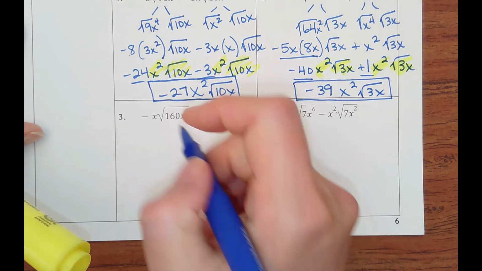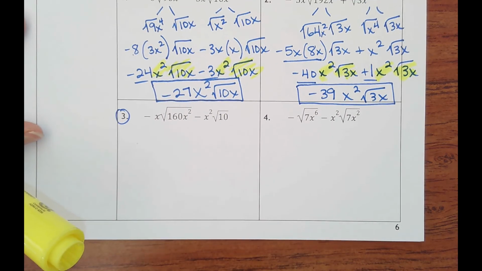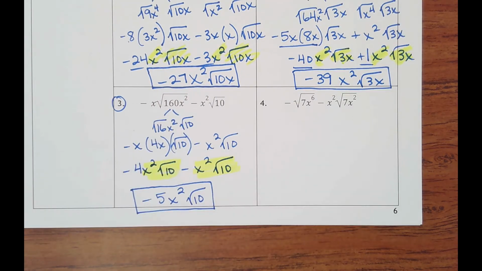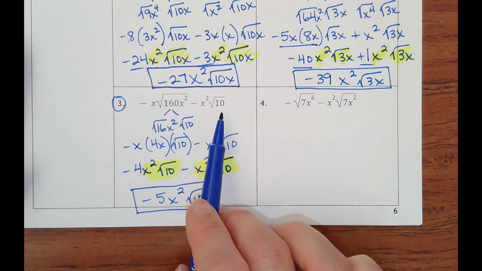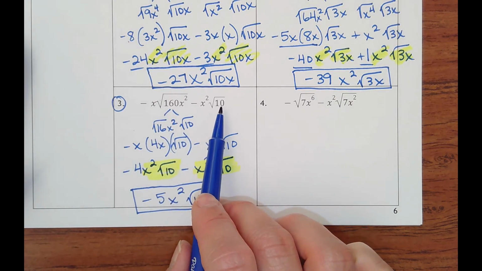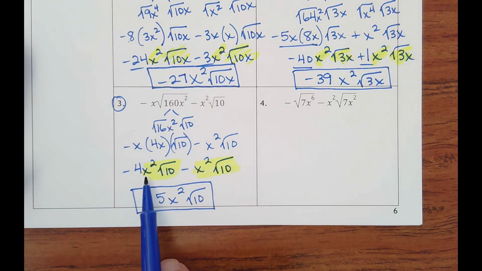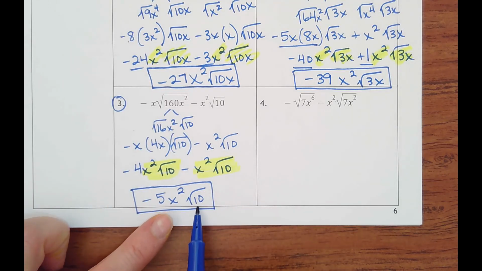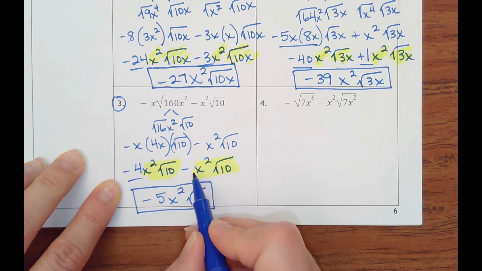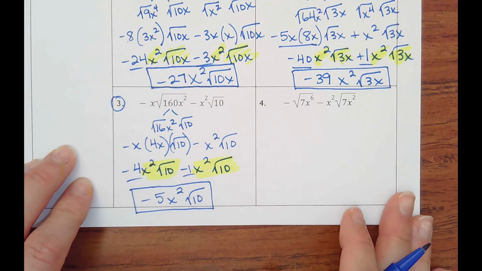Okay, pause and go ahead and try number 3. Okay, make sure you broke down this first radical. The second radical was nice, you couldn't do anything to it. You should get a negative 4x squared square root of 10 minus x squared square root of 10. They both have x squared square root of 10, so that's what our answer will have. Negative 4 minus 1 more will be negative 5.